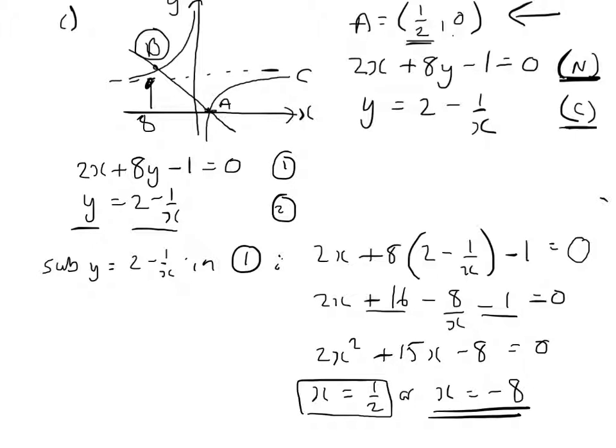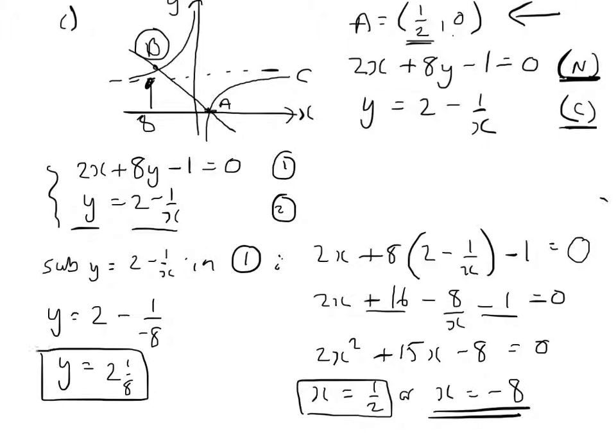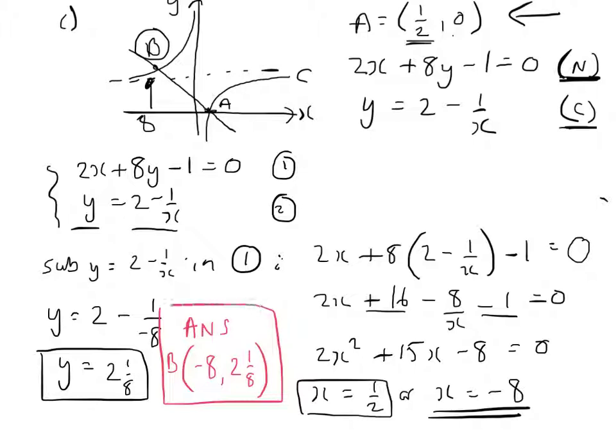Now we've just got to substitute that into either one of these two equations to find out what the y coordinate is going to be. And I've done this into the curve, so that we see that the y coordinate is 2 and 1/8. That means that the x coordinate was minus 8, the y coordinate was 2 and 1/8, and that is our answer.